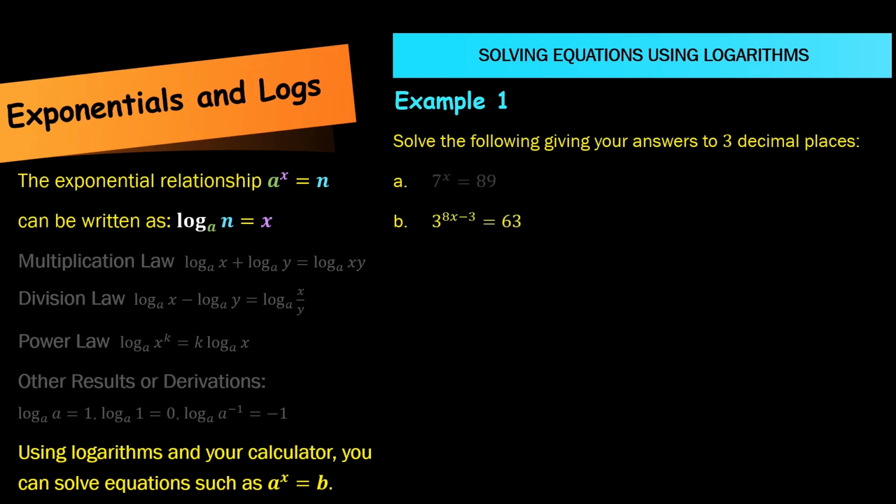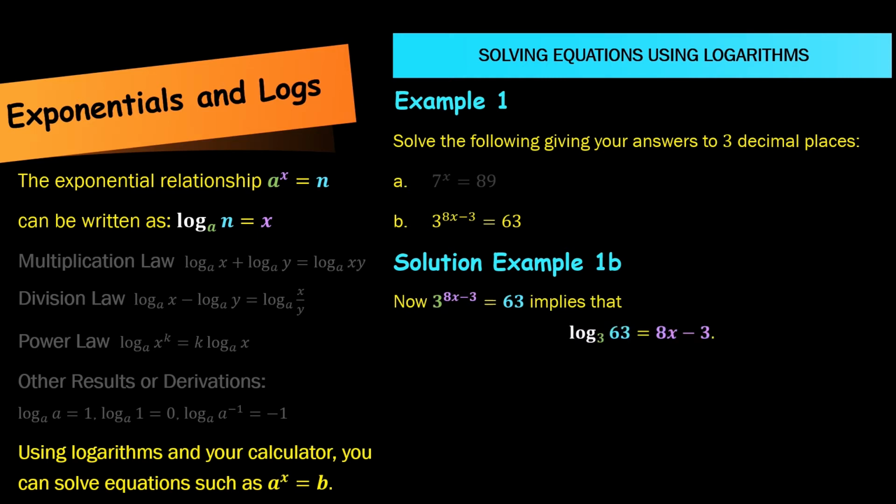Now let's have a go at example 1b. We are required to solve 3 to the power 8x minus 3 equals 63, giving our answer to 3 decimal places. So let's solve this. If we colour code, we can see that log 63 base 3 equals 8x minus 3. And using the log button, we find that 8x minus 3 equals 3.771.